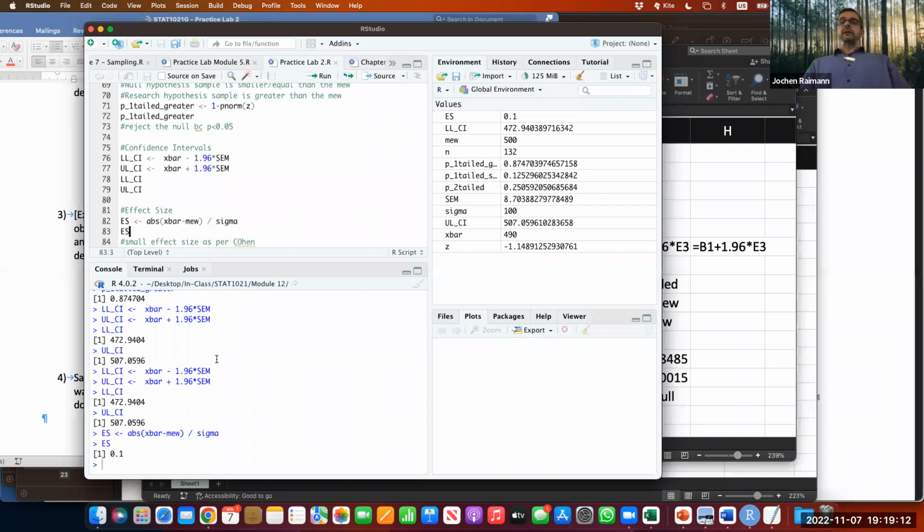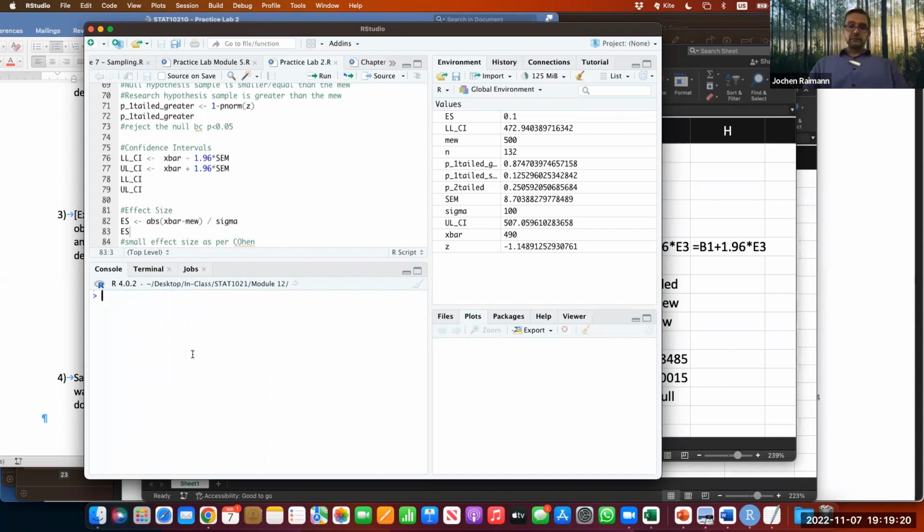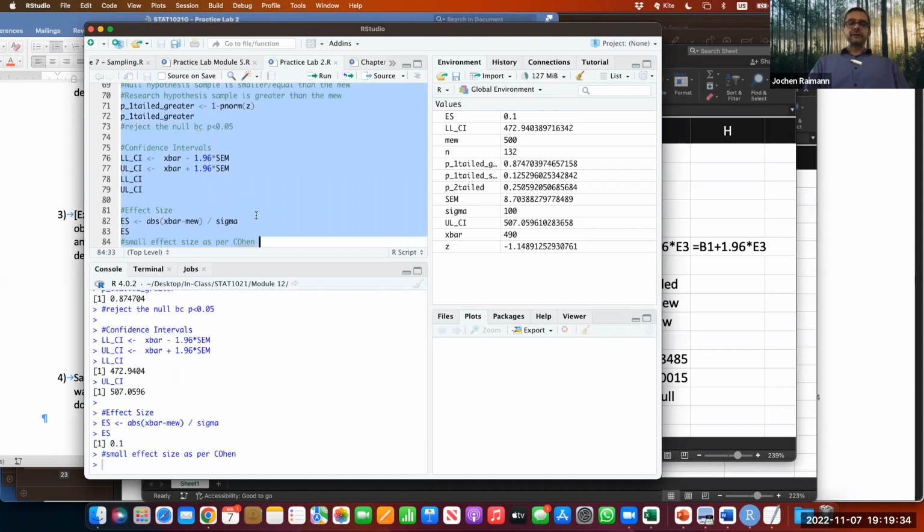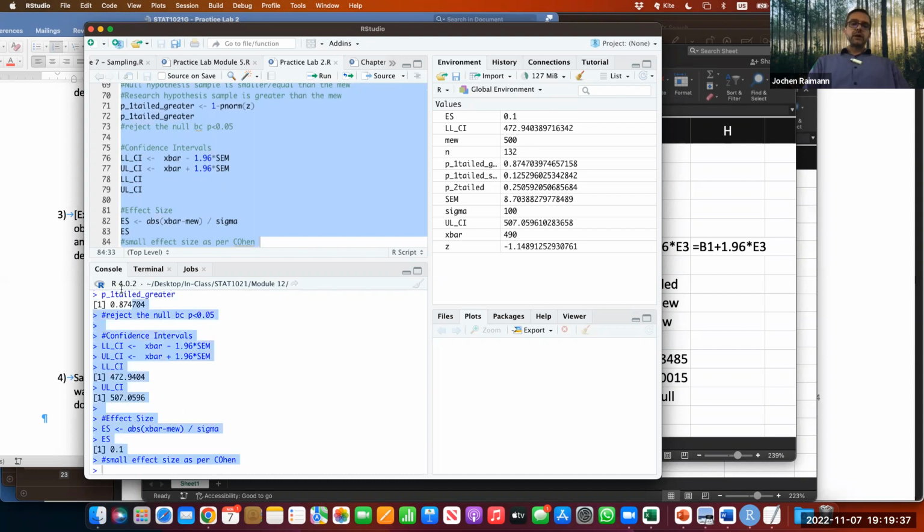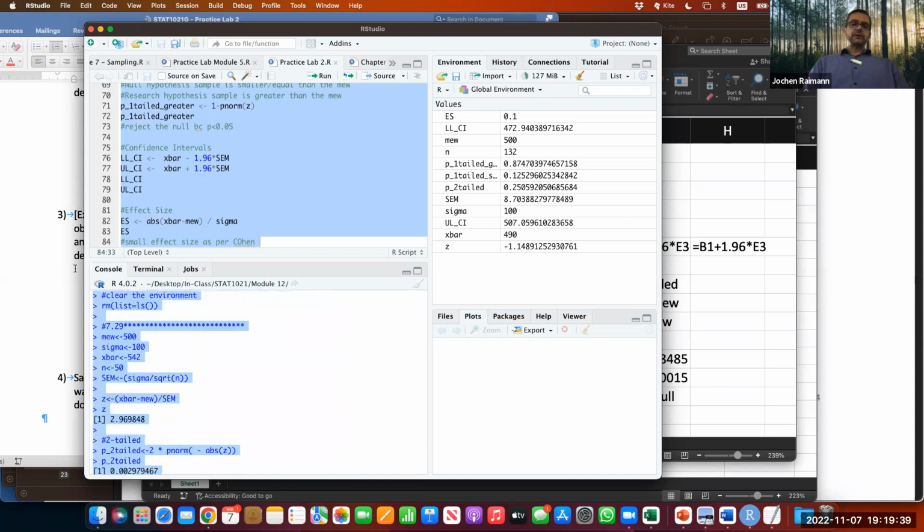So as for the deliverable for practice lab number 2, you click in the console and press Control and L, which clears the console entirely. You click in the script, press Command and A, and then Control and Return. That will run the entire code. Just clear the console first, run the entire code, wait, something weird happens, and then copy the entire console output.